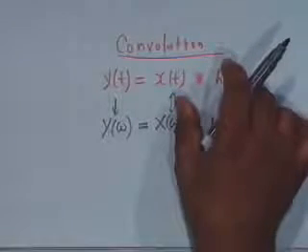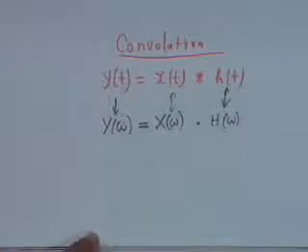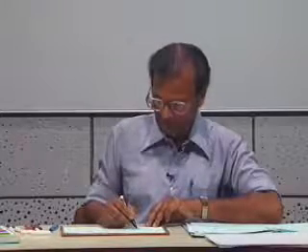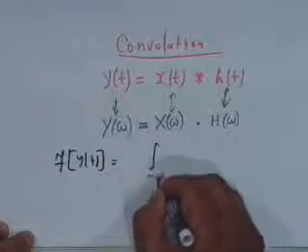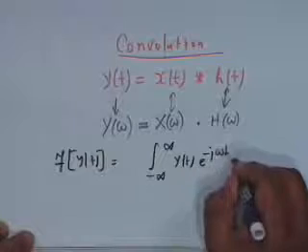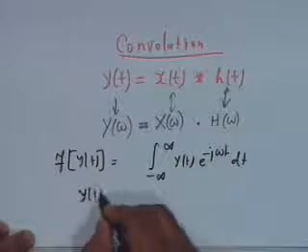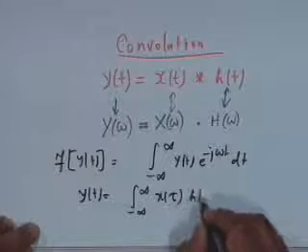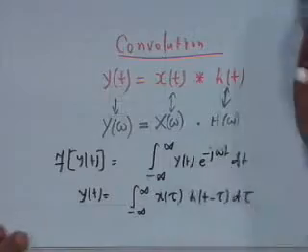Convolution involves integration, and this integration is replaced by simple multiplication in the frequency domain, and that is the heart of the popularity of the Fourier transform. The Fourier transform converts the problems of differentiation and integration into problems of simple addition, multiplication and division. Now to prove this, the proof is not very difficult if you proceed carefully. The Fourier transform of y of t is defined as the integral from minus infinity to infinity of y of t e to the minus j omega t dt, and y of t in turn is given by the integral from minus infinity to infinity of x of tau h of t minus tau d tau. Now let's substitute this here.